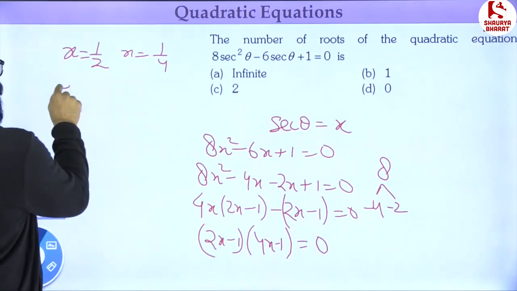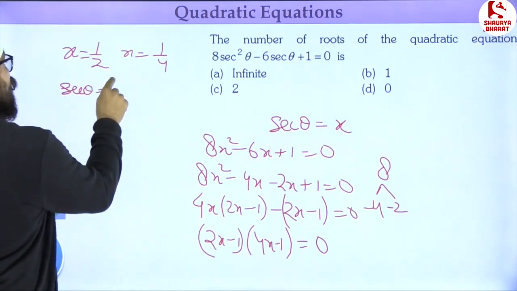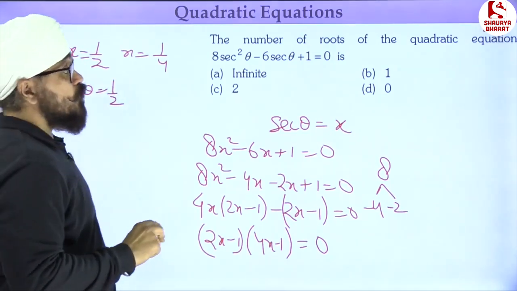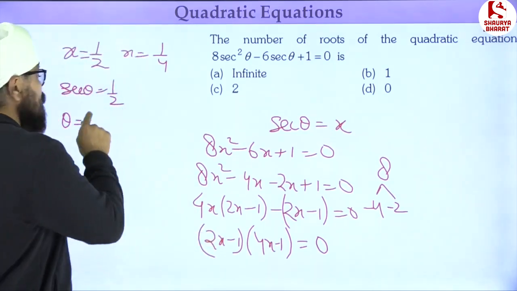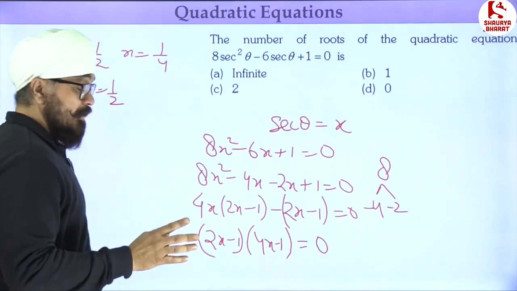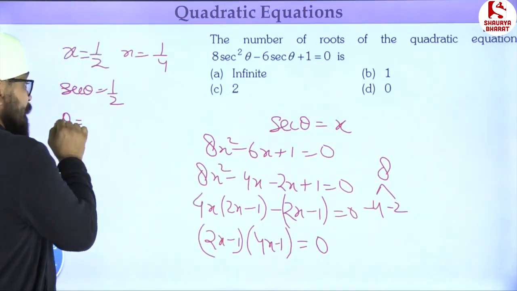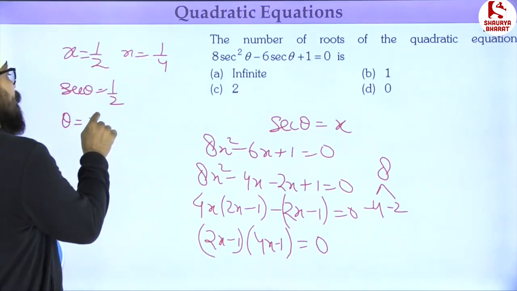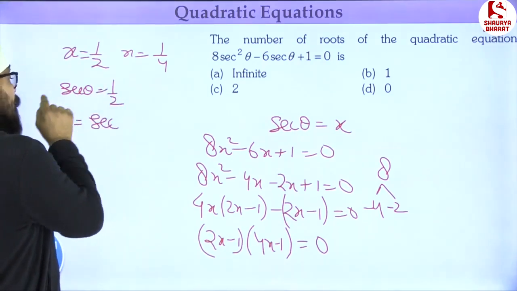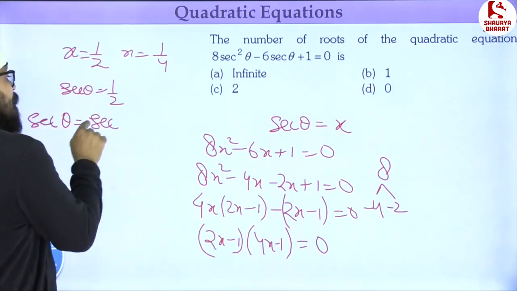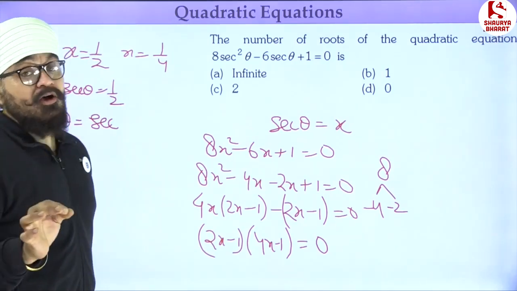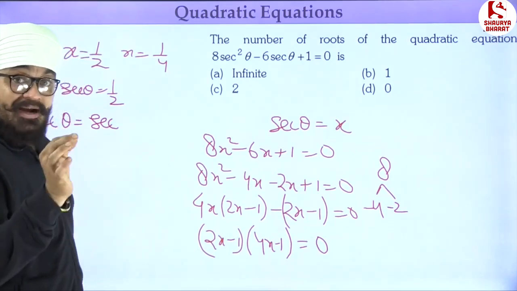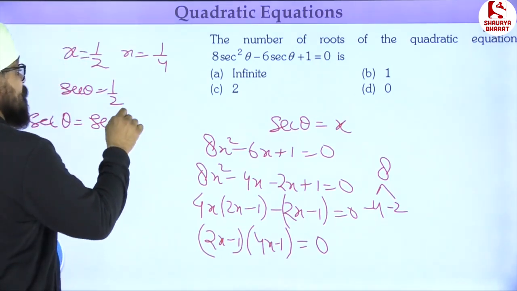X is nothing but sec theta. So sec theta is 1 upon 2. We know that theta will give you two answers, because sec is positive in, you can say, the first quadrant. So in the first quadrant the answer will be sec. Here if I write this as sec theta, this is for cos. If I go with cos, cos gives you the answer 1 upon 2 at 60 degrees, that is pi by 3.